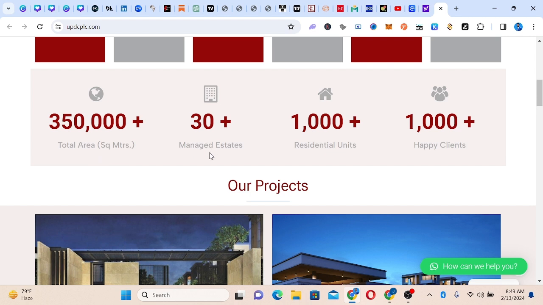Guys, that's massive. If you know the money real estate companies make from estates, from service charge, and all other charges that they make money from, this will give you an idea of what these guys are bringing into their bank account from 30 plus estates. They have 1,000 plus residential units, and they also have 1,000 plus clients.